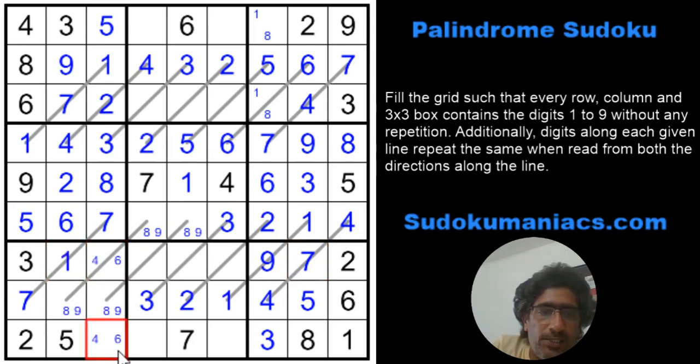All right, and here 4 6 9. 4 and 6 again cannot be here, so this also is a 4 6. This becomes a 9, 9 cannot be here. 8 and 9. We already got a 4, so that's a 6 and a 4 with a 6 here.